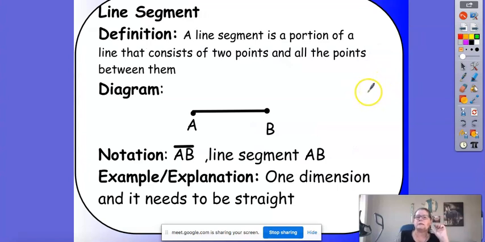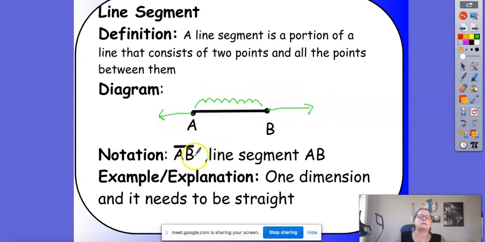A line segment is a portion of a line that consists of 2 points and all the points between them. This is a line segment. Notice there are no arrows here, okay? However, I could make this a line, and when I talk about the line segment, I'm only talking about this portion right here. I'm not talking about the whole line.